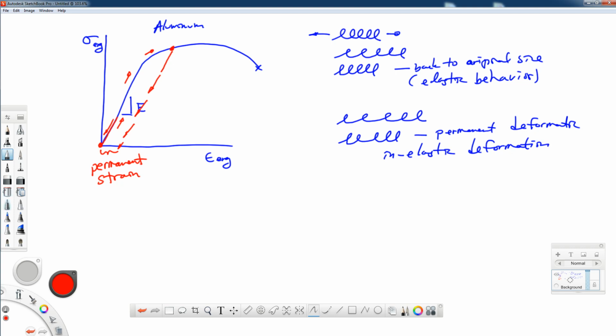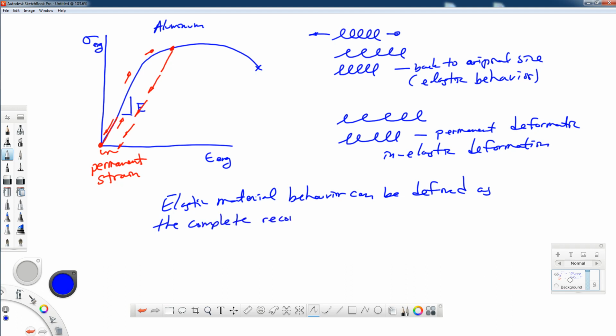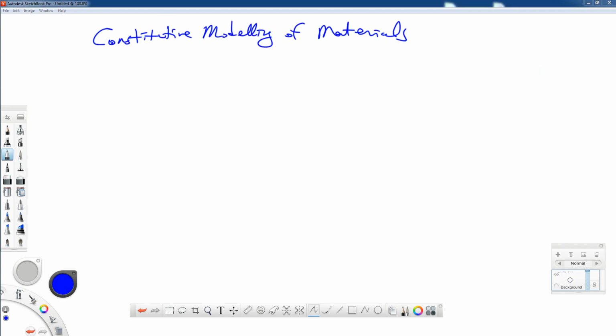So let's write this down. Elastic material behavior can be defined, one way to define it, as the complete recovery of deformation upon unloading. And although we're going to talk about elastic material behavior, there are different types of material behavior that can be accounted for, and each have their own unique name. So we have elasticity, which is an instantaneous recovery or complete recovery.